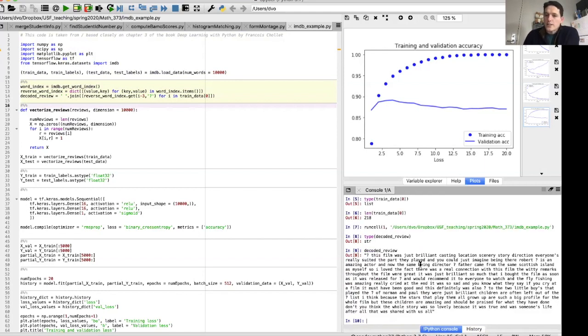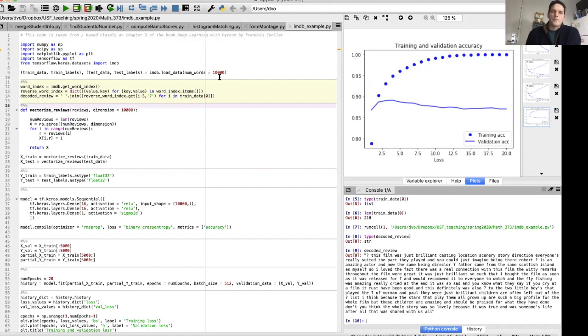This film was just brilliant. Casting, location, scenery, story, direction. Everyone's really suited to the part they played. You could just imagine being there. So this is an example of a movie review. This is a positive review. I mean, as a human, I can classify this review as positive. We're trying to train a neural network to do that. So that's the data that we're working with.